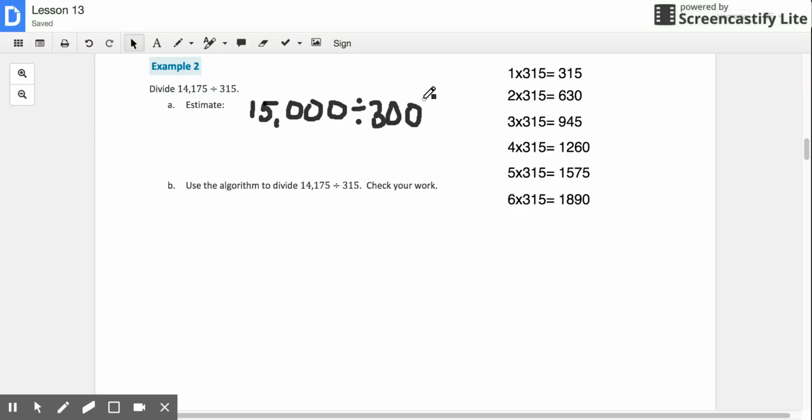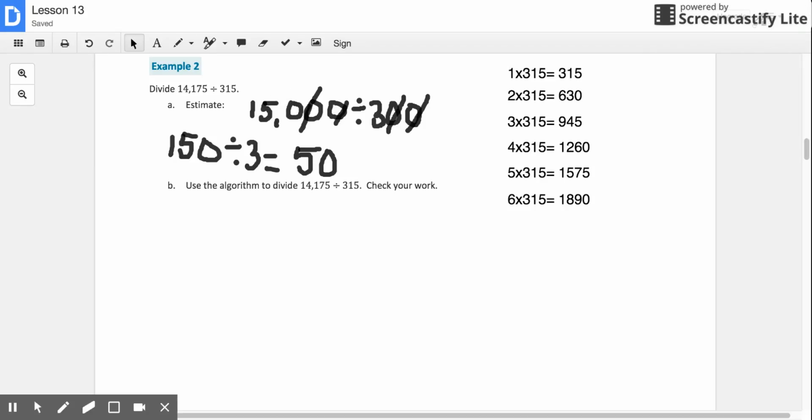Okay, let's divide both of these by 100 to get rid of those extra zeros. And so we're going to cross these out, and that will give us 150 divided by 3. I can use mental math to do that, or real quick on paper, but 150 divided by 3 gives us a quotient of 50. So that is our estimate, and we're going to move on to the next step and use the algorithm to divide, and then we will multiply the answer, or the quotient, by 315 to check our work.